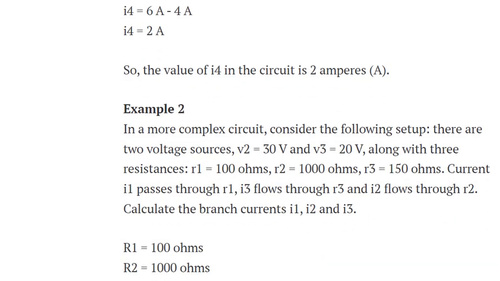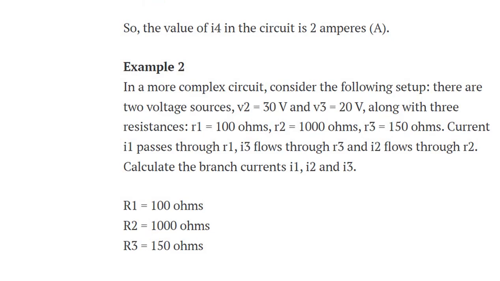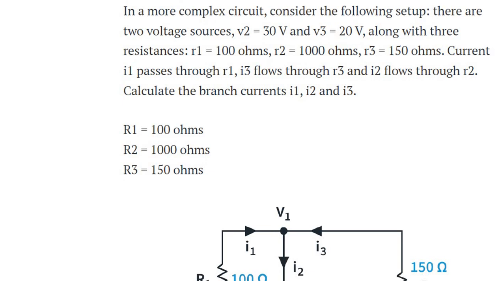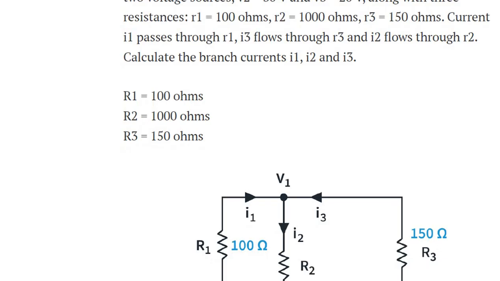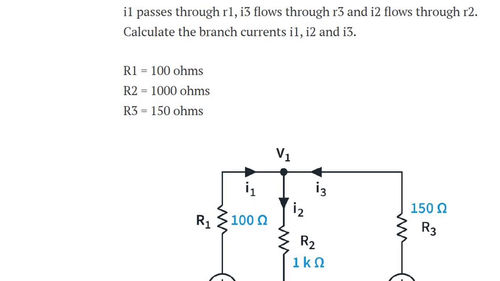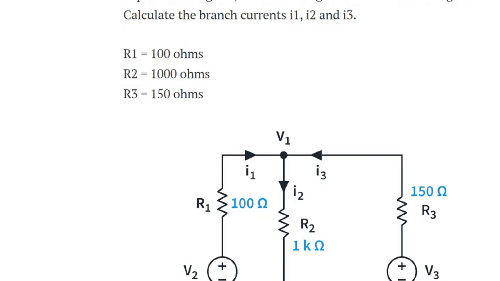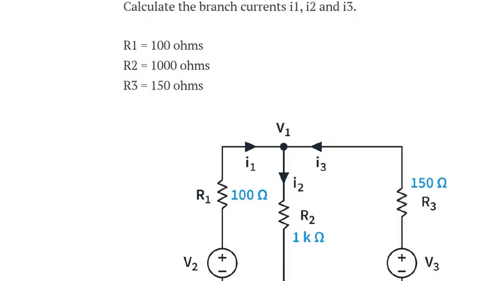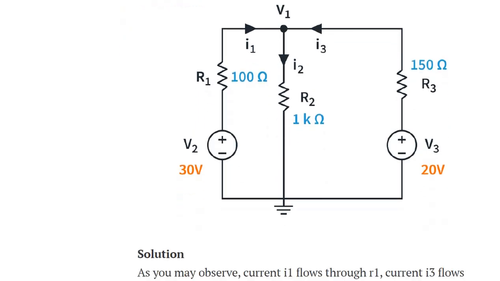In a more complex circuit, consider the following setup. There are two voltage sources, V2 is equal to 30 volts and V3 is equal to 20 volts, along with three resistances. R1 is equal to 100 ohms, R2 is equal to 1000 ohms and R3 is equal to 150 ohms. Current I1 passes through R1, I2 passes through R2 and I3 passes through R3. The values of resistances are given here.